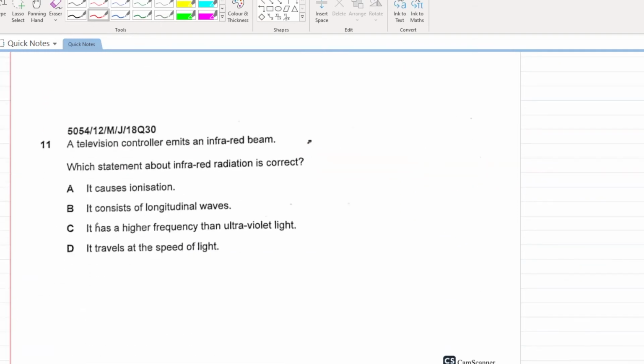Let's further move ahead. A television controller emits an infrared beam. Okay, which statement about the infrared beam is correct? It causes ionization. No. It consists of longitudinal waves. No. It has a higher frequency than ultraviolet rays. No. It travels at the speed of light. Yes.